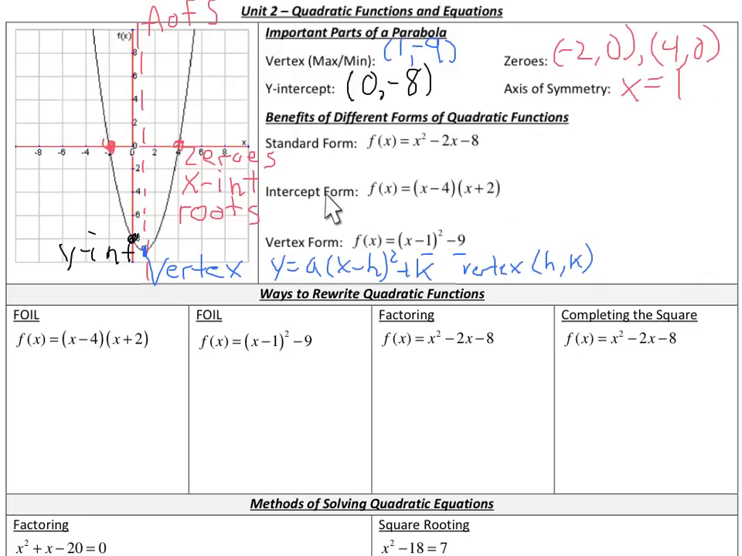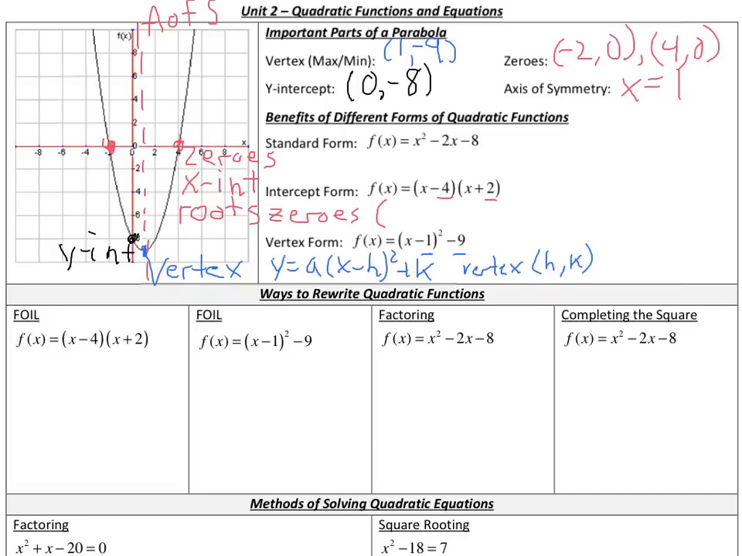So what's nice about intercept form is it gives you your zeros. Okay, so intercept form is going to give you your zeros. And in this situation, my zeros are going to be these two numbers. The zeros, as you can tell up here, right up there, my zeros.